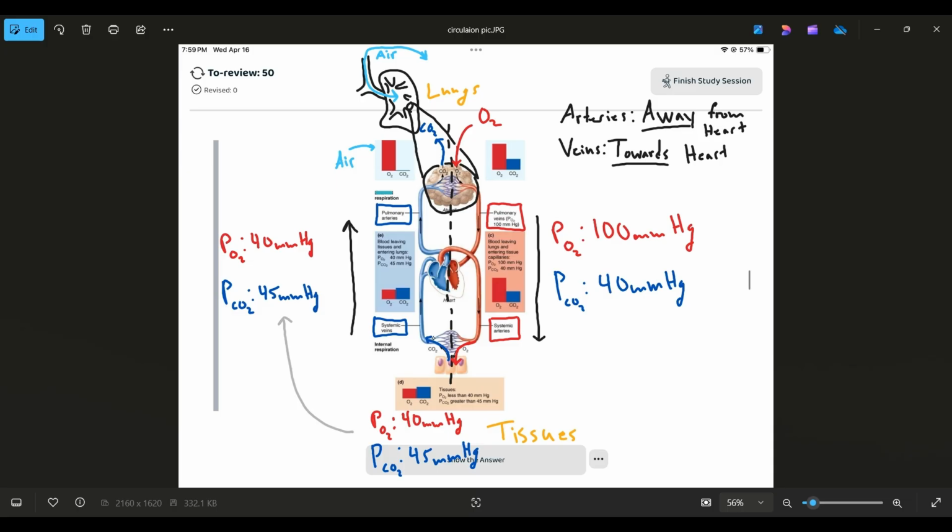So hopefully that makes sense. If not, let me know and I can try to explain it a little bit better. But basically, this just continues in the same cycle. The CO2 that the blood picked up from the tissues ends up running back through the heart, going back out to the lungs, gets diffused out, and we breathe it out, and it just keeps repeating.